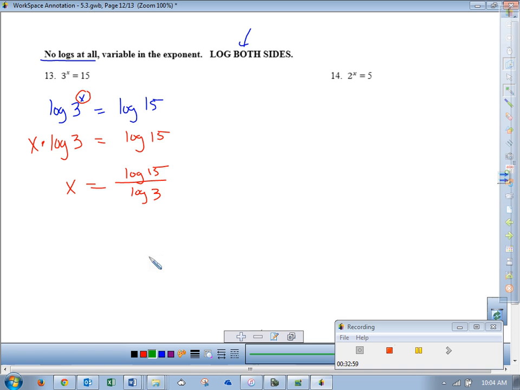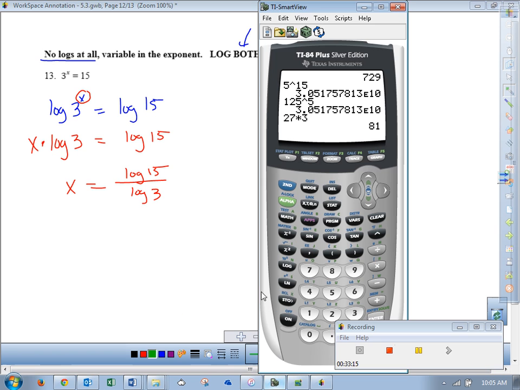That's the exact answer. If they want approximate answers, you punch that in your calculator. You would say the log of 15, close your parenthesis, divided by the log, hit the log button, log of 3, and hit equals, and you'd round how they tell you to round. Do what MyMathLab tells you to do if they say give exact answers or give approximate answers to the nearest thousandth, 10,000th, 100th, whatever they say.